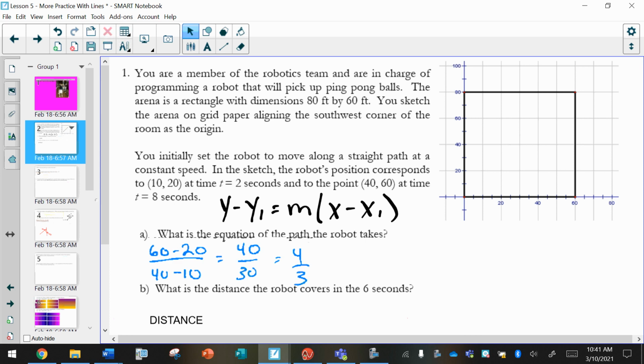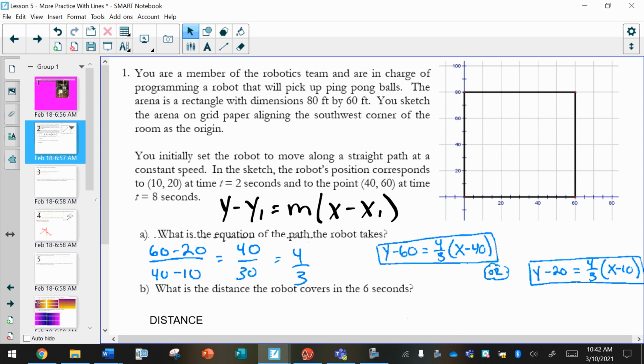So our slope is 4/3, and then it says, what is the equation of the path of the robot? Our equation, either using the position point (10, 20) or using the position point (40, 60), doesn't matter which one you use, has two options, and they're right there on your screen.